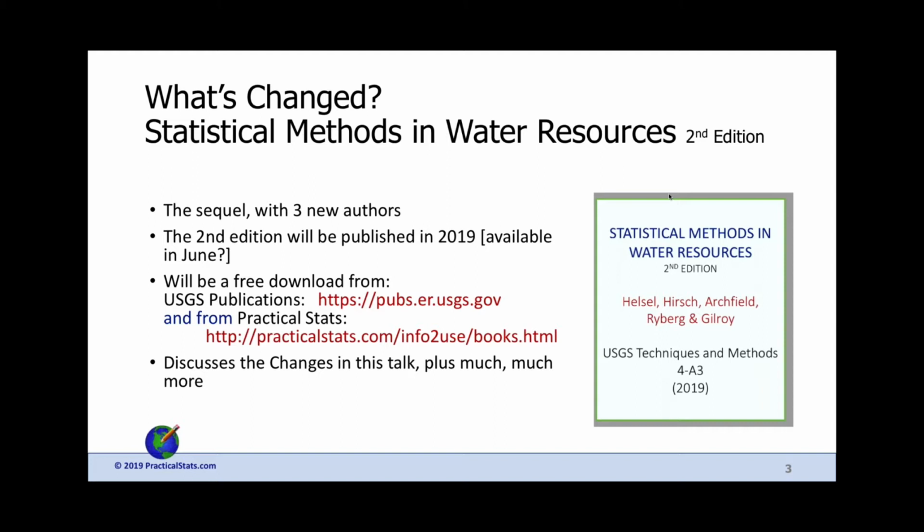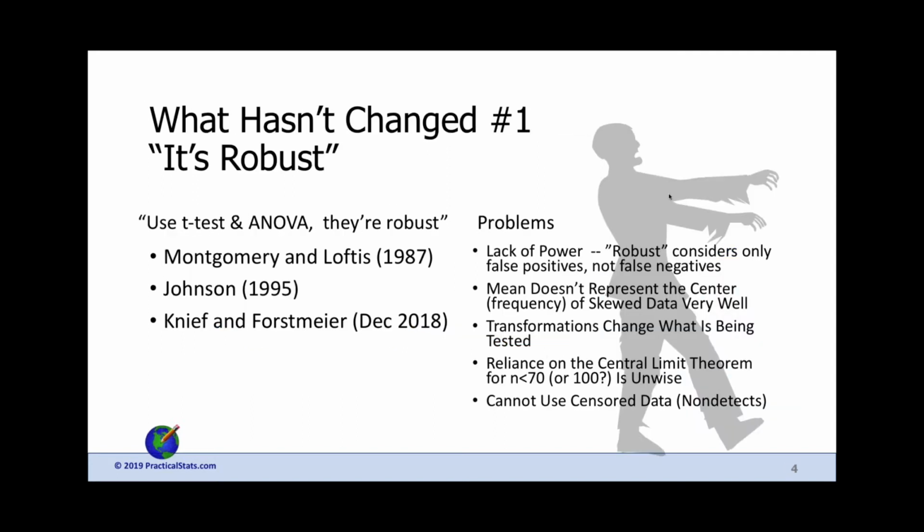There's a lot of new things in there. So we're going to talk about a few of those today. So the first thing that has not changed, that's still walking around dead, is an idea called robustness. It's robust. And this is referring to primarily t-tests, ANOVA, and other parametric tests, which were developed back in the 1930s, 1940s. And there are papers that you will see and websites that you will see that claim that these things are robust and therefore should be widely used in a large number of situations.